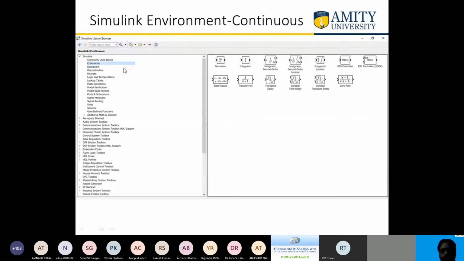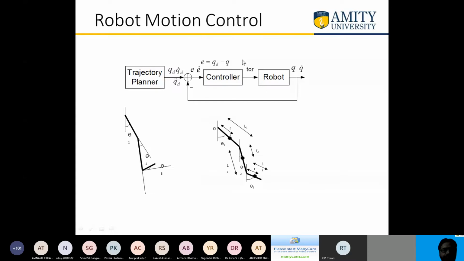And in continuous, some of the blocks that we will be using: look at this 1 by s. It is represented in Laplace transform. 1 by s is nothing but an integrator, so we'll be requiring this integrator. du by dt is nothing but a derivative. We'll be requiring this derivative when we have to implement computed torque and PID control. So you can pick up the functions. It is drag and drop and connecting. This arrow you can connect. This is the input, and this output tab you can connect to another block in Simulink.